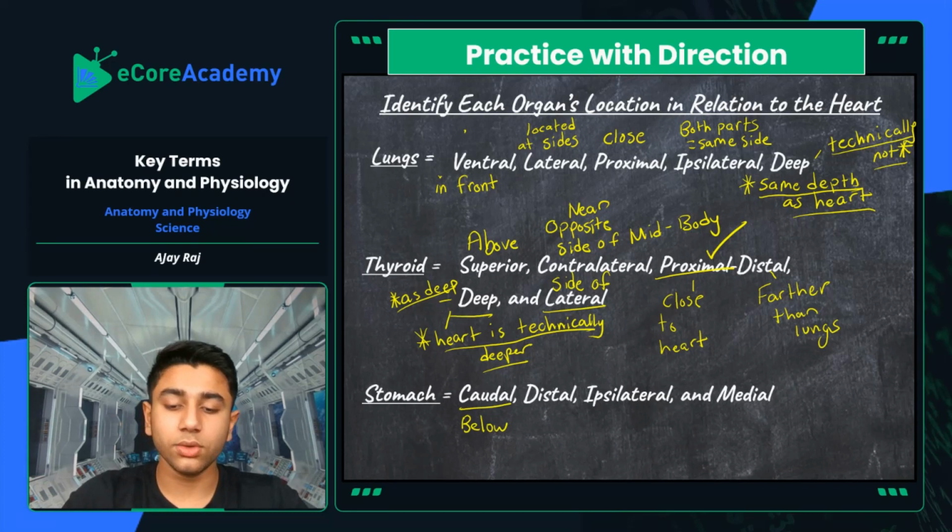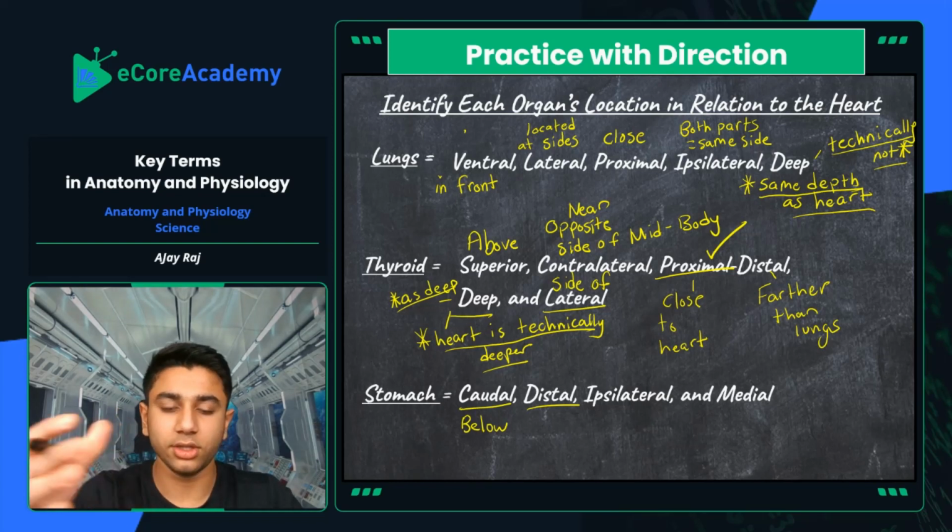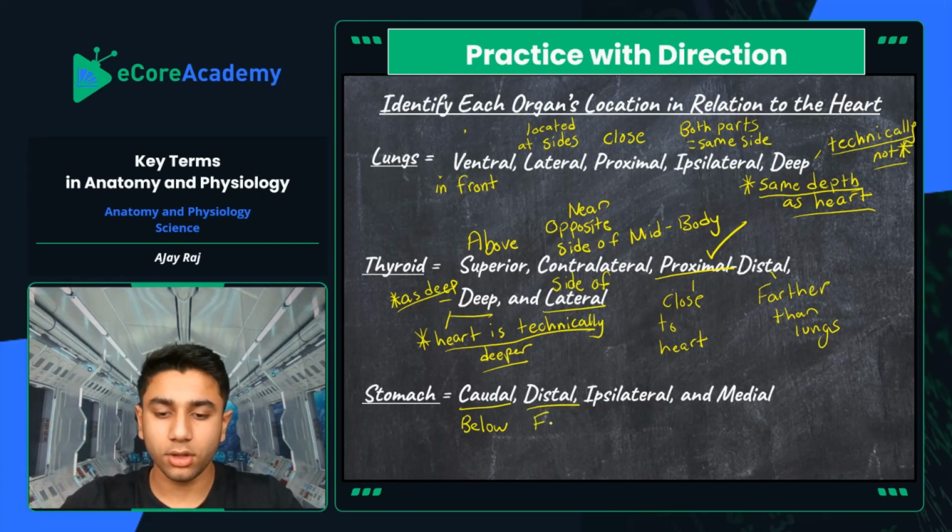It's also distal because it's fairly far from, and it's also much more distal than any of the other two organs, being the lungs and thyroid, are in terms of the heart. So it's far and farthest, meaning that it is far in general terms from the heart, and it's the farthest of any of these other organs in relation to the heart.